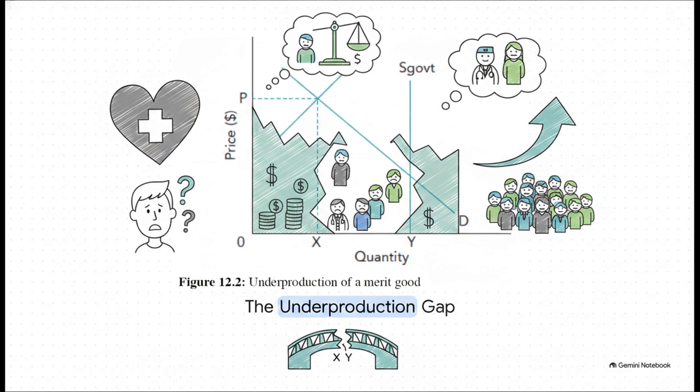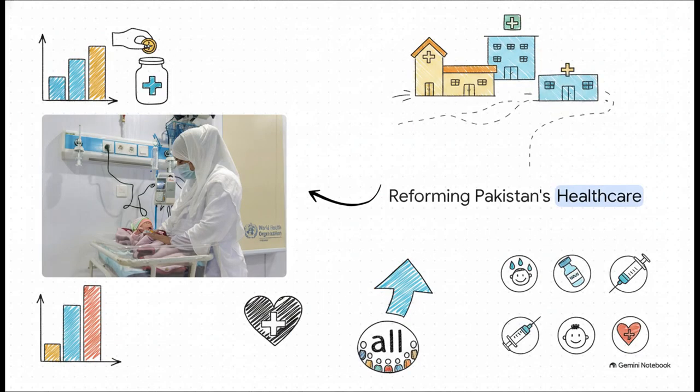There's often this massive underproduction gap between the quantity the private sector produces at a high price and the much larger quantity that society actually requires. That gap isn't just a concept, it represents real, everyday people who desperately need medical care but are just totally priced out of a purely private market. To close that gap, governments intervene, either by heavily subsidizing the private sector or just providing the service themselves.